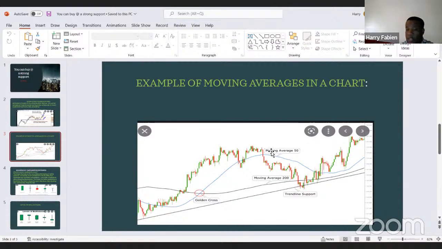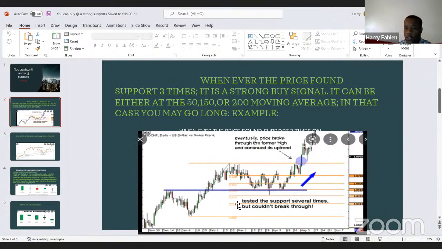After you tap on indicators, you tap moving average and put 50. Moving average, you put 150. Moving average, you put 200. Those are the lines, so that's the way it's going to come. I'm just staying here on the moving average on the support.